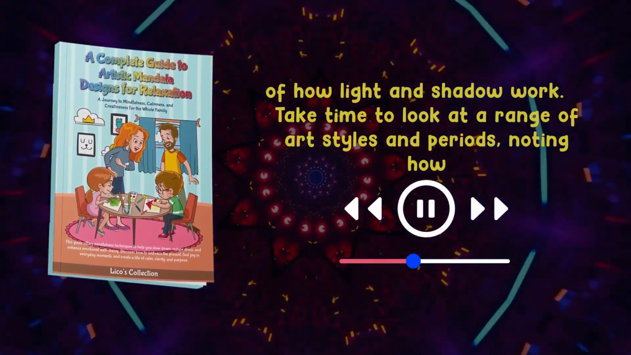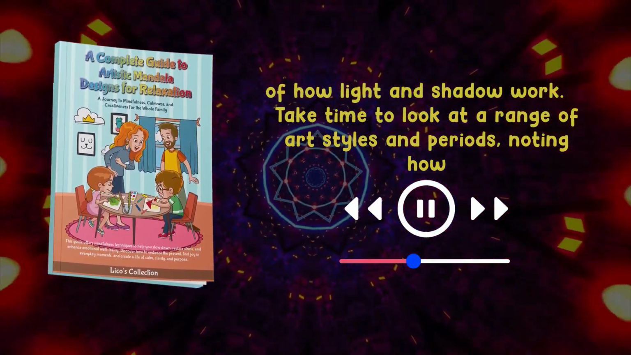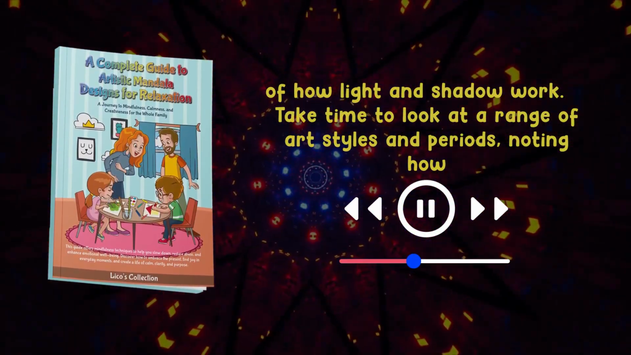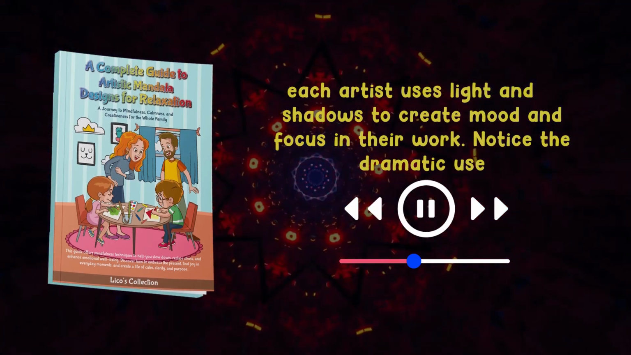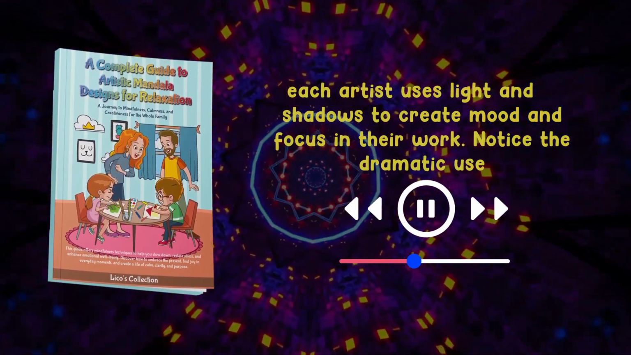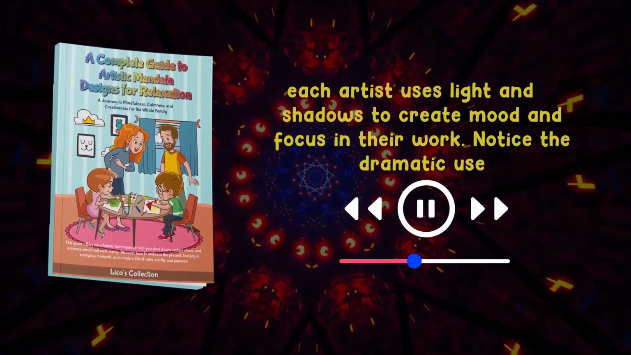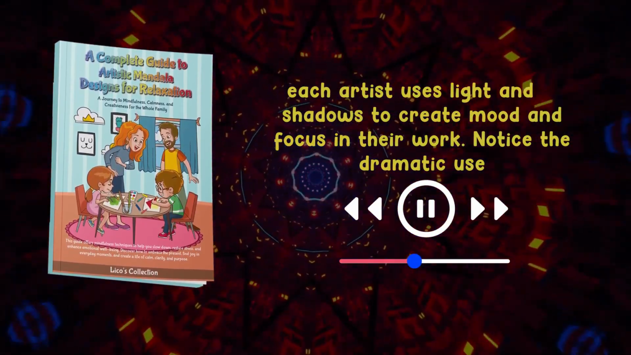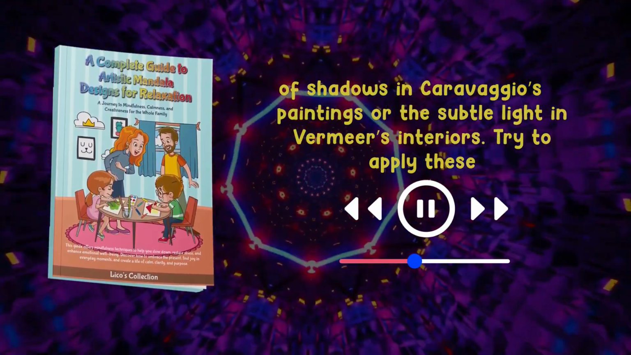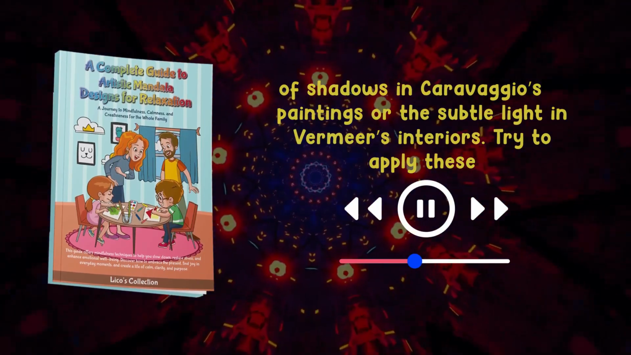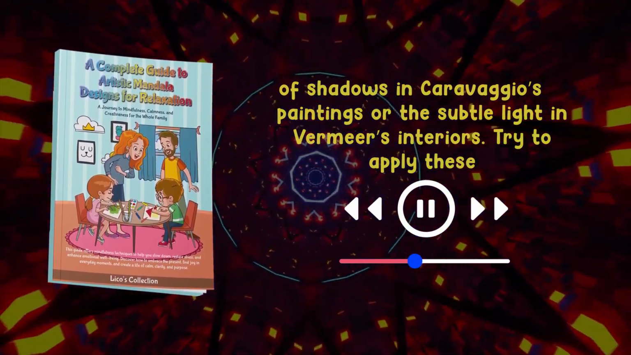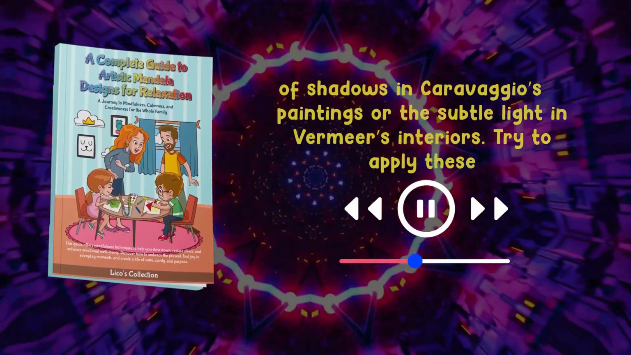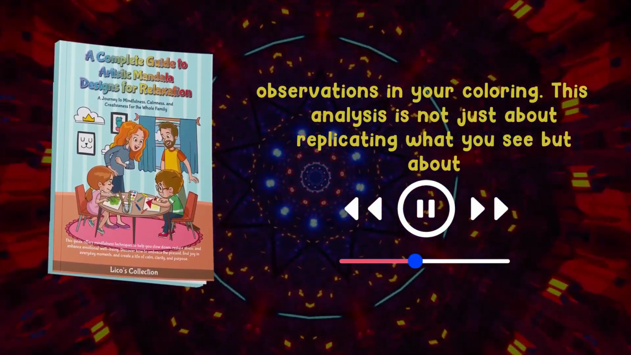shadow work. Take time to look at a range of art styles and periods, noting how each artist uses light and shadows to create mood and focus in their work. Notice the dramatic use of shadows in Caravaggio's paintings, or the subtle light in Vermeer's interiors. Try to apply these observations in your coloring.